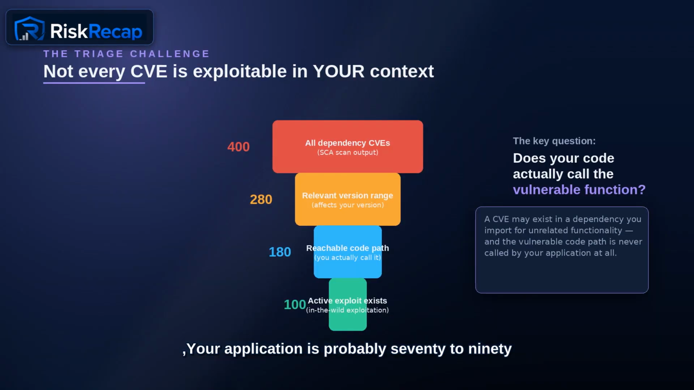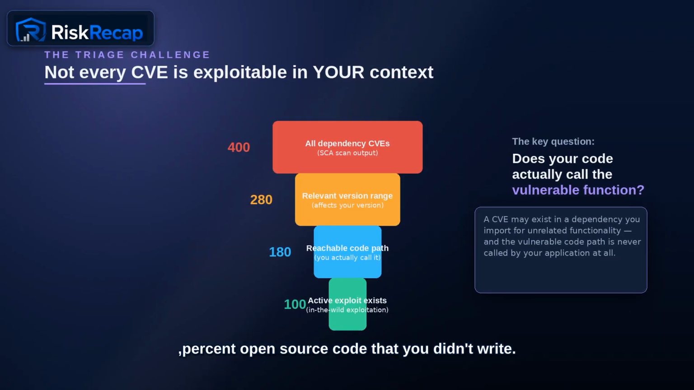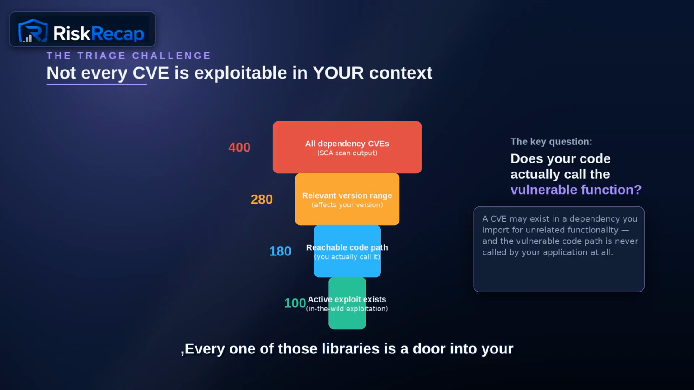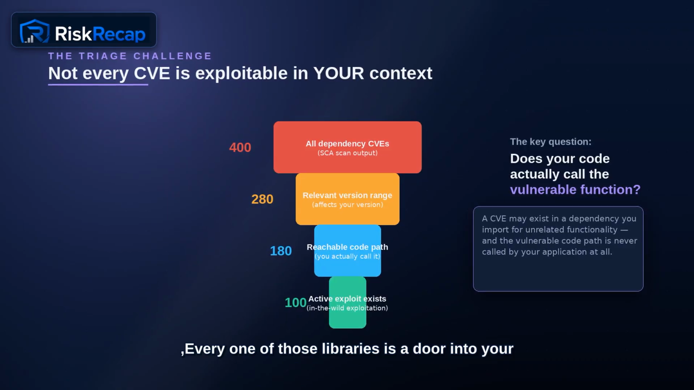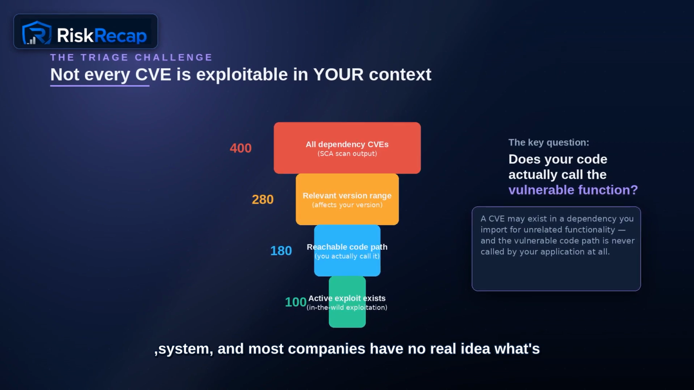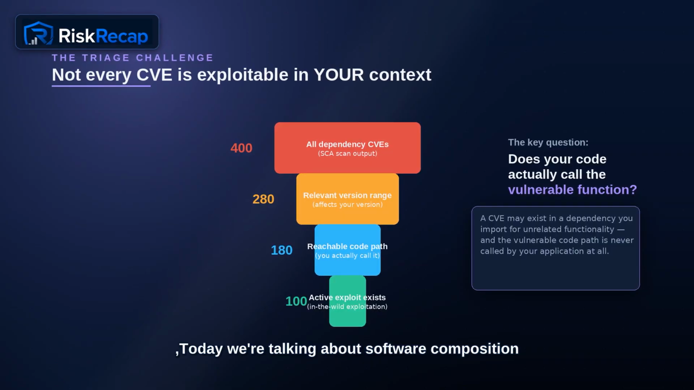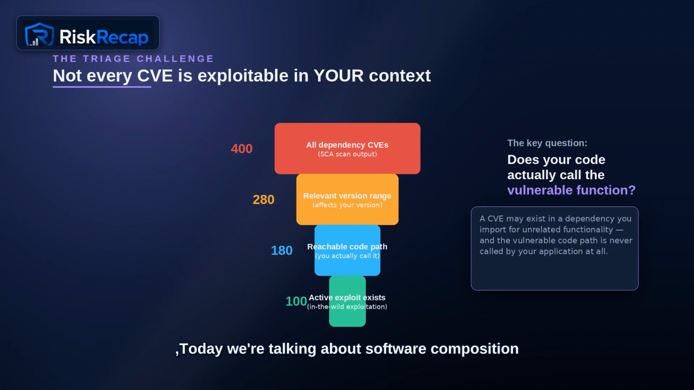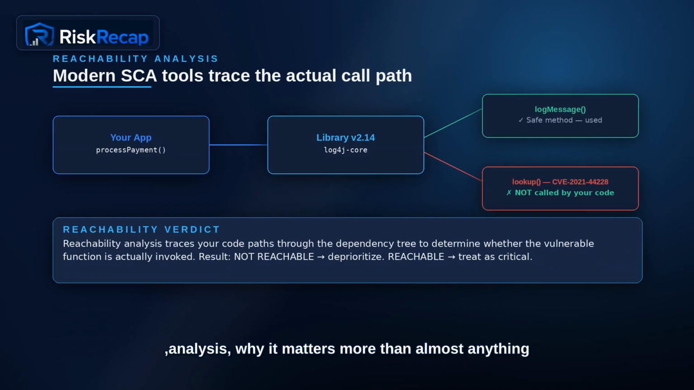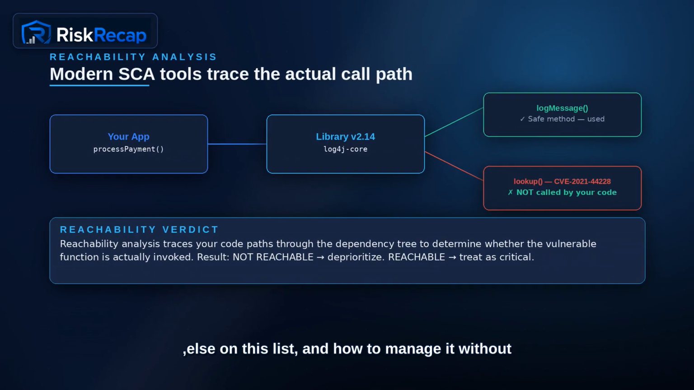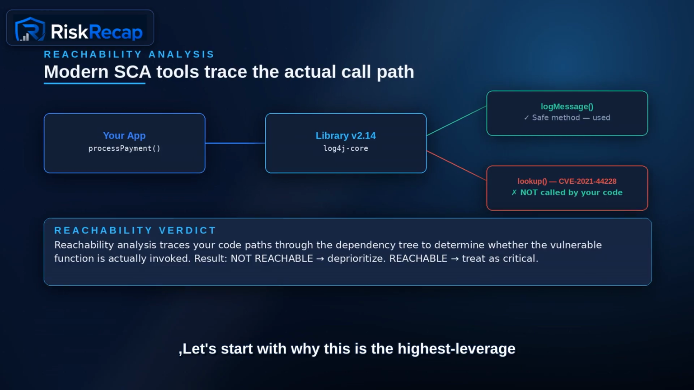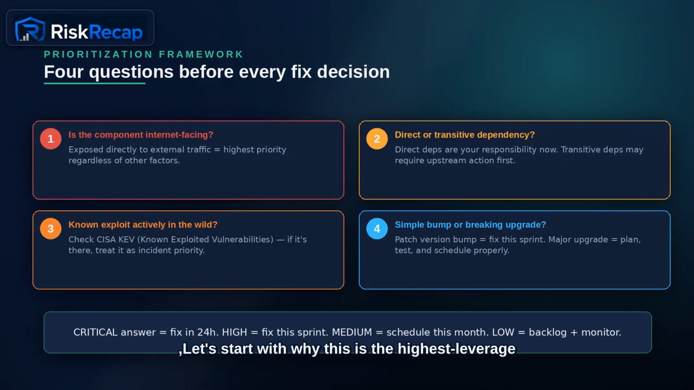Now let's talk about the triage challenge, because not every vulnerability flagged in a dependency is actually exploitable in your specific context. The real question is, does your code actually call the vulnerable function or feature? Some modern SCA tools perform what's called reachability analysis, assessing whether the vulnerable code path is actually used by your application at all. A practical prioritization framework looks at a few questions.